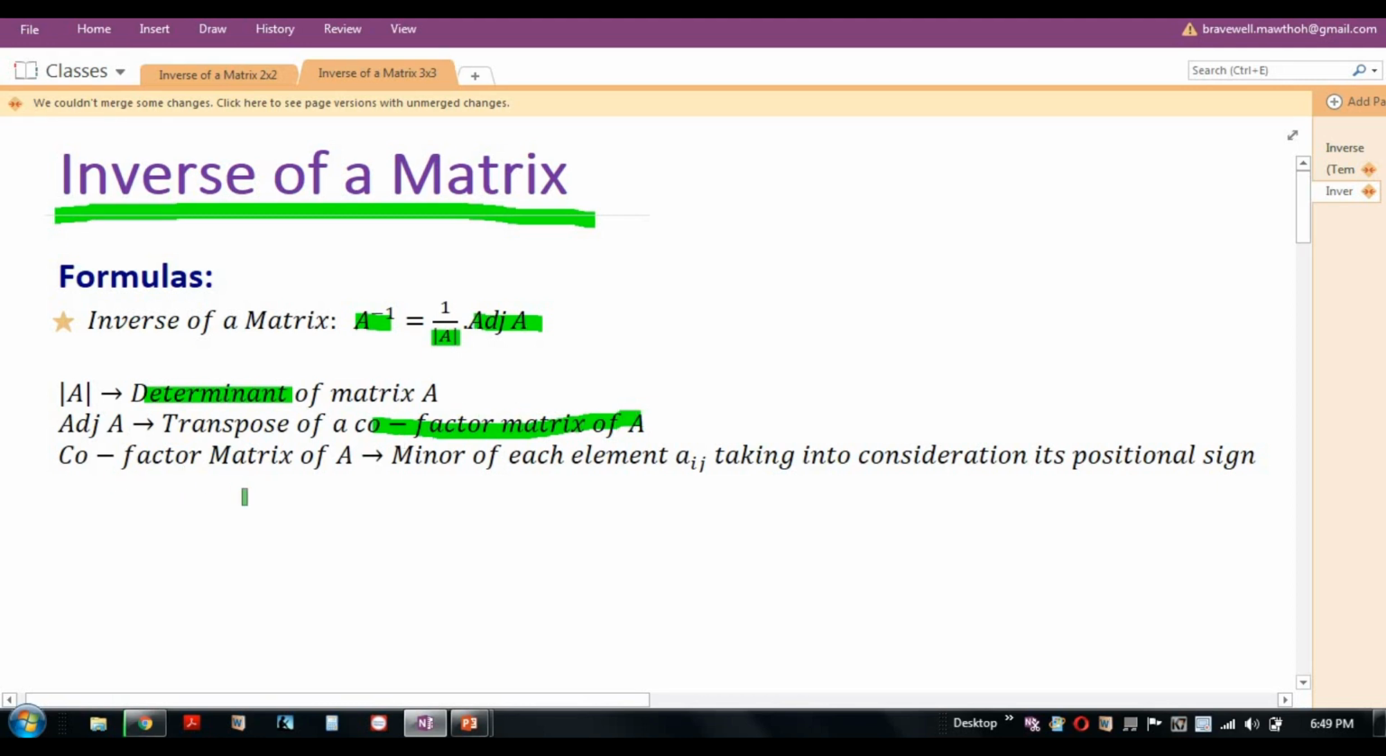Now what is a cofactor matrix? A cofactor matrix is a matrix which contains the minor of each element Aij, where i indicates the row and j indicates the column in which the element is present. Alright, now we shall also take into consideration its positional sign. In case of a minor, we just delete the row of a given element and the column of a given element, and we derive a minor. However, in the case of a cofactor, we need to make sure that we consider its positional sign. I shall discuss this in detail.